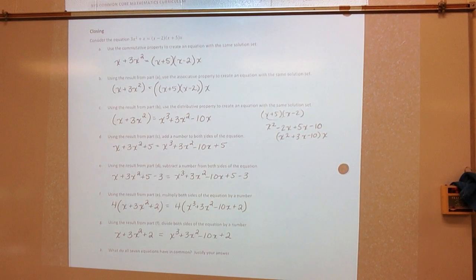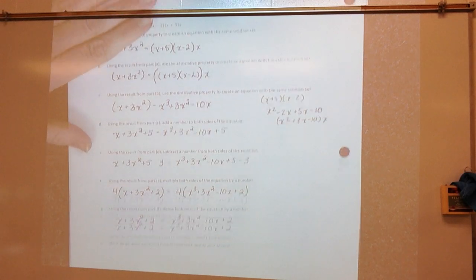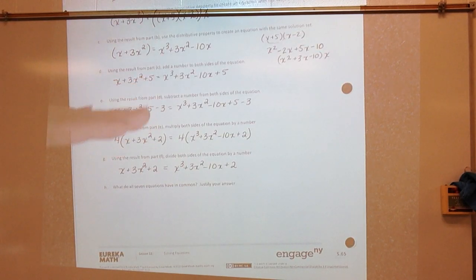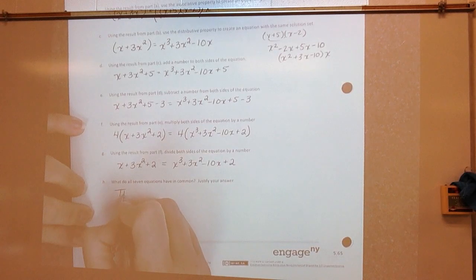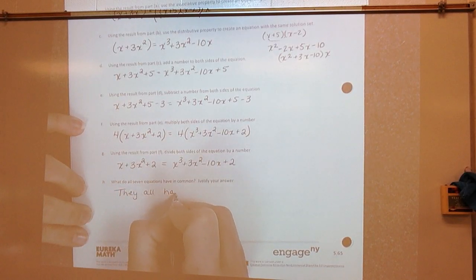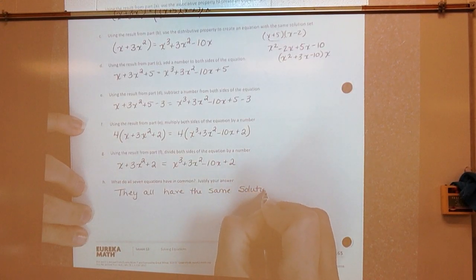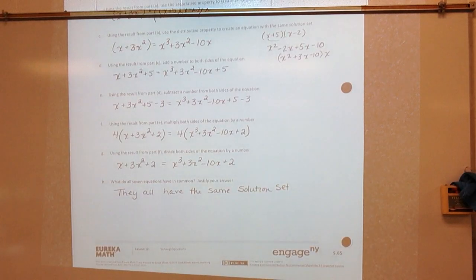What do all 7 equations have in common? Justify your answer. They all have the same solution set. How do I know they all have the same solution set? Because every step that I did, I know that I did it to both sides. No matter what I did, I did it to both sides. All right, they all have the same solution set.